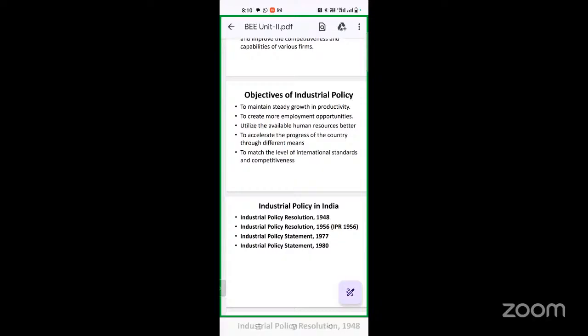Opportunity of employment increases. Utilize the available human resource in a better way.